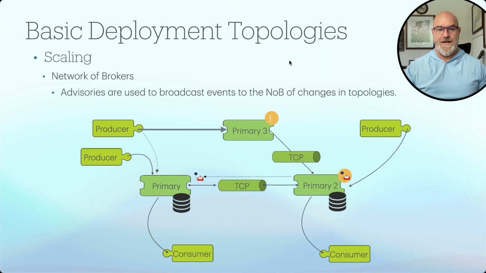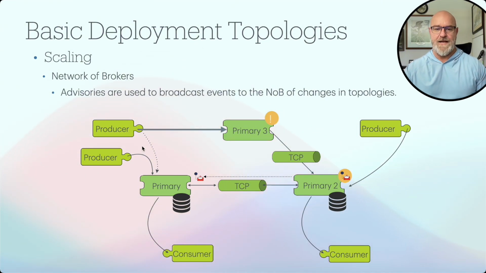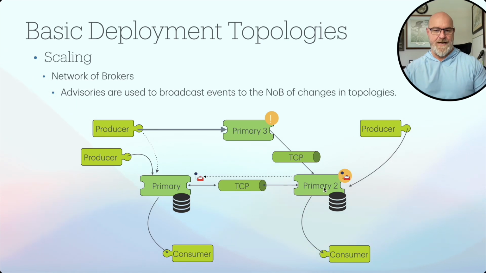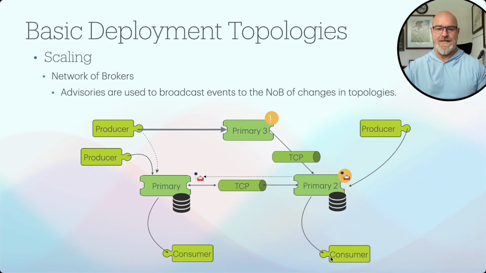So let's just say we get a third primary that comes online. And in this case, we want the producer to rebalance. So here you can see that the producer over here is disconnected from the primary and connected to primary 3. He has come online and is connected to primary 2. In this case, it's going to forward any message that it gets down to primary 2, down to the consumer. So it'll follow the path of least resistance to get the message deployed to an active or listening consumer.